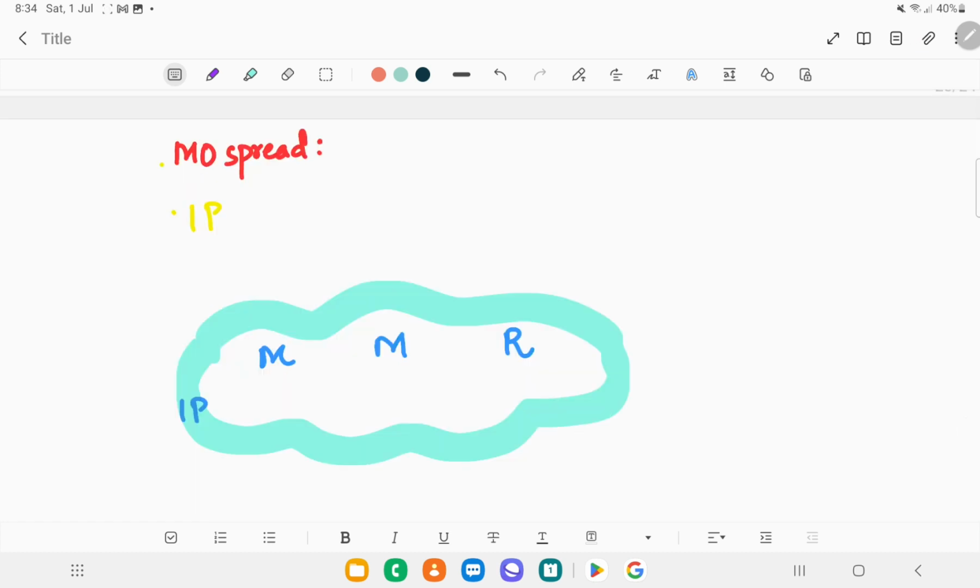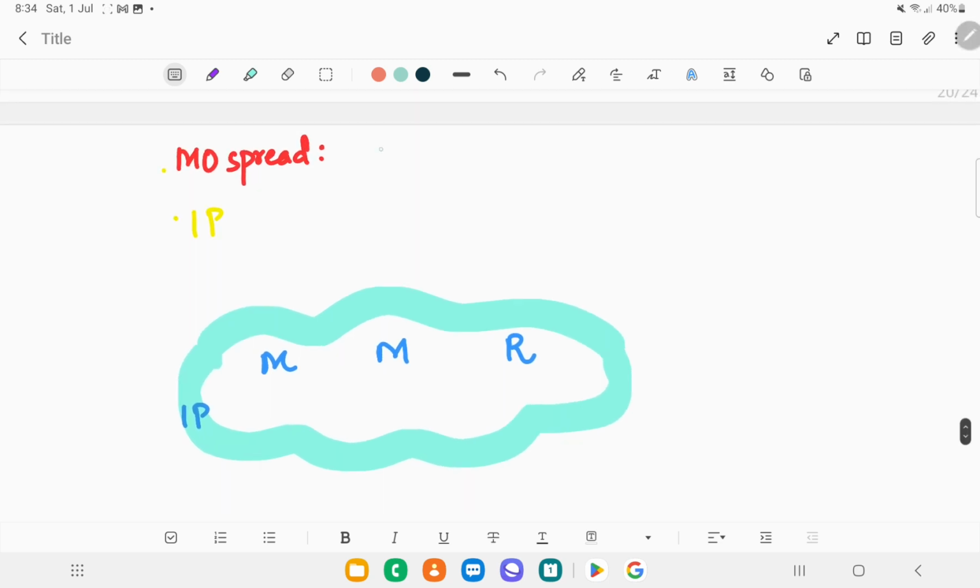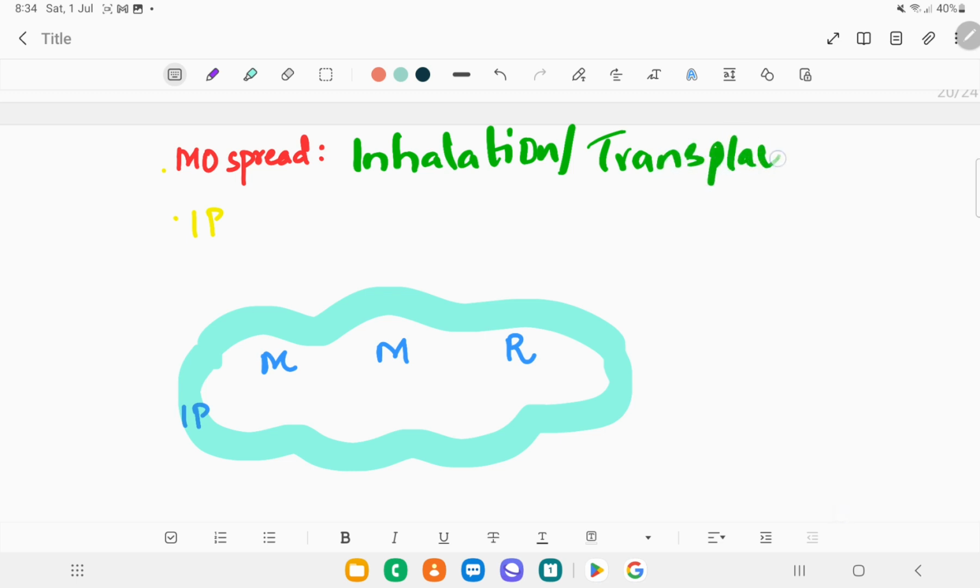Let's talk about the mode of spread of rubella, guys. It is via nasal route, or inhalation. It is due to inhalation of the virus. It can also be transplacental. It can pass from the mother to the child. If the mother gets infected during her pregnancy, this virus can be transferred to the child also.